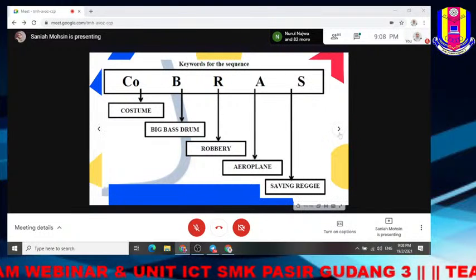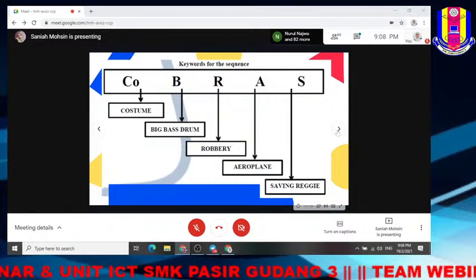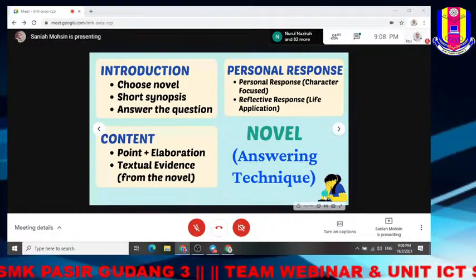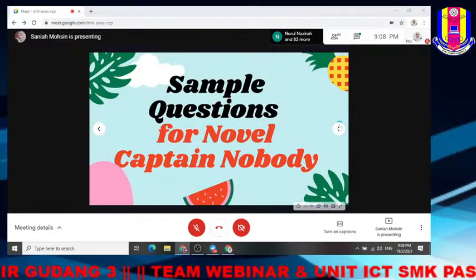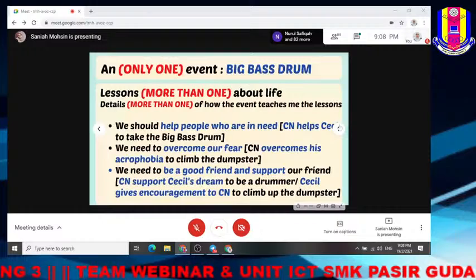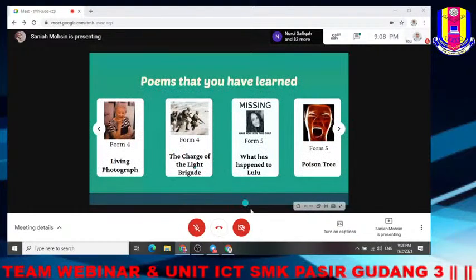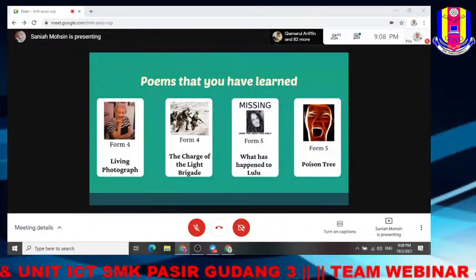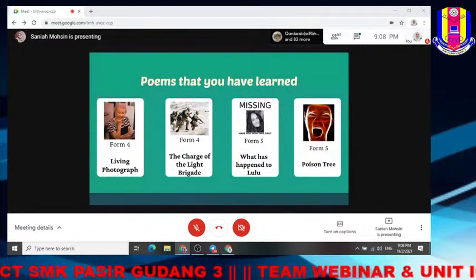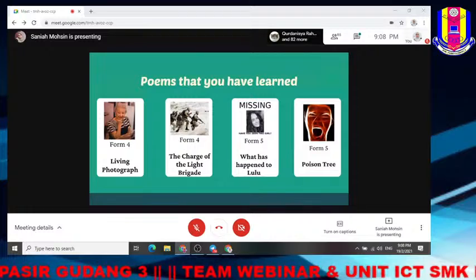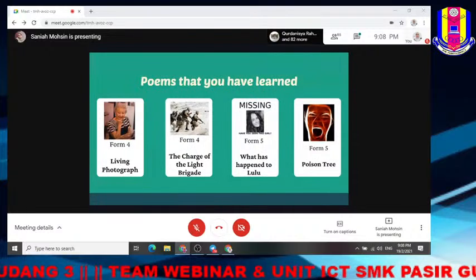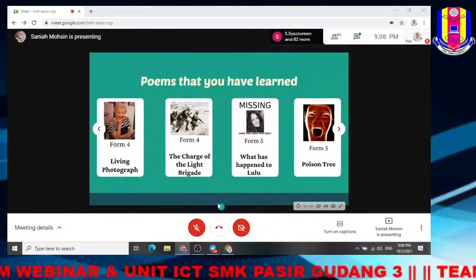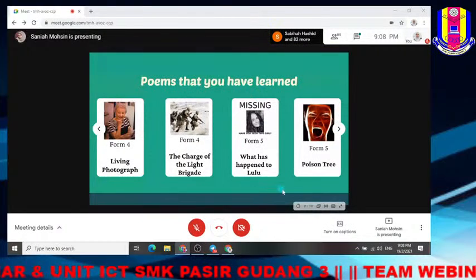Next, okay, remember section D, we also have the poems. Okay, so right now we are going to review the poems. Alright, let's go. First of all, you guys remember, we have 4 poems that you learned in Form 4: Living Photograph, and then Charge of the Light Brigade, and then What Has Happened to Lulu, and then Poison Tree. Okay, so make sure you remember all the main points in these poems.